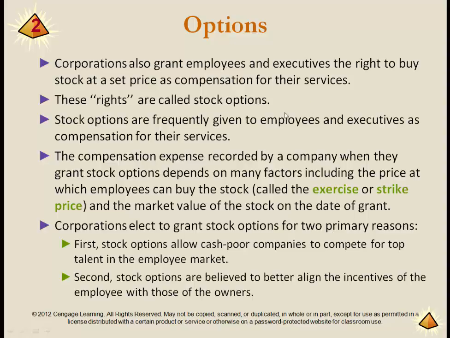So let's say you get an option to buy stock at $15 a share, and that's the price you can buy them at. So long as the stock is above $15 per share, an executive will be willing to buy those shares at $15 per share. Because if they buy them at $15 a share and the market is at say 25, they make $10 per share for every share.